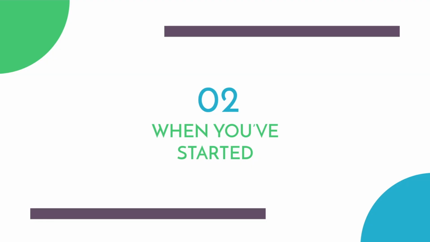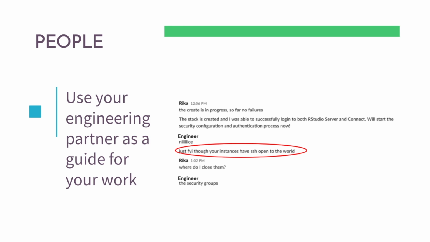All right, so you've officially started your project. What do you do now? Use your engineer as a guide and to check in on your work. They can tell you when you've done something horribly wrong, like when I accidentally opened all of my instances to the entire world. And they can also help you to finish tasks that you may not have the appropriate security clearances for. So for example, if you want to point your server at a particular domain name, they can help you to do that, and they can also help you to estimate costs for your server.